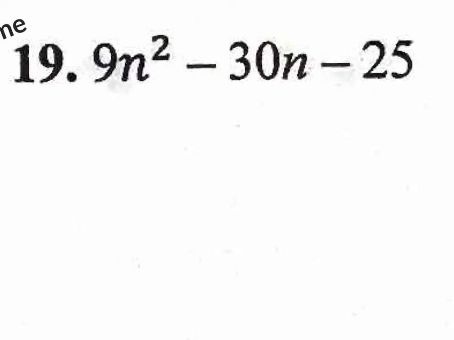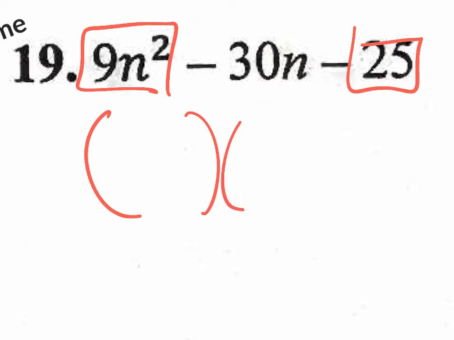Once again, we have a perfect square term, so write it in our factored form answer format. The square root of 9n squared is 3n. The square root of 25 is 5.